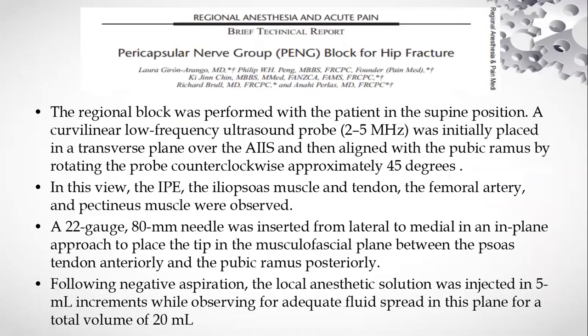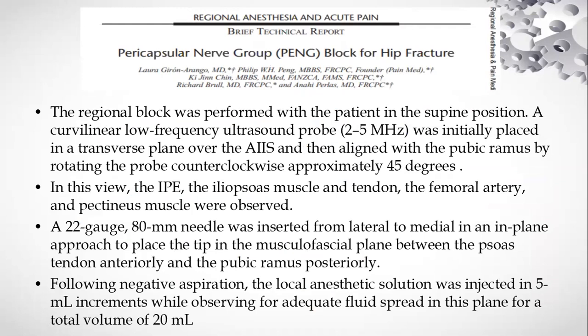So coming to the next recent block, the pericapsular nerve block for hip fracture. This paper was published in 2018, and a lot of letters to the editor have been published regarding this block since. This is probably the newest block and has attracted a lot of attention.